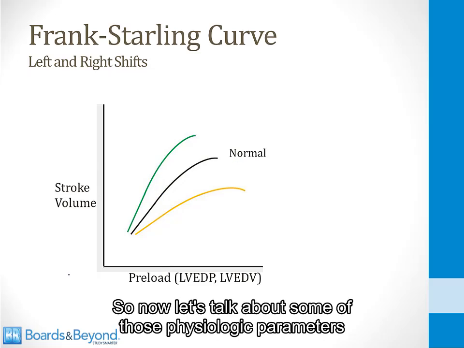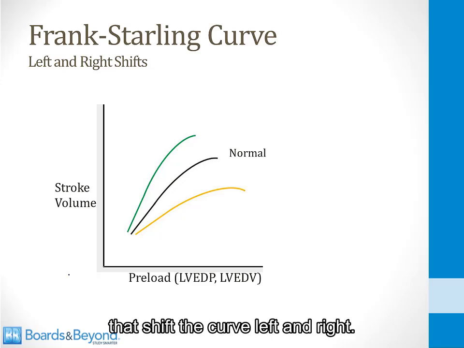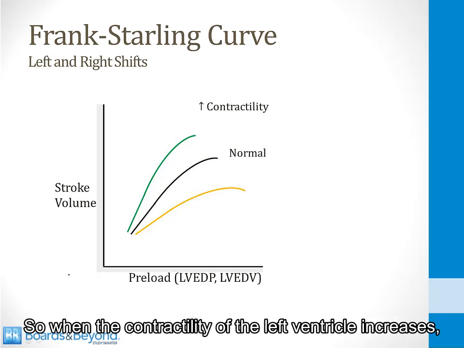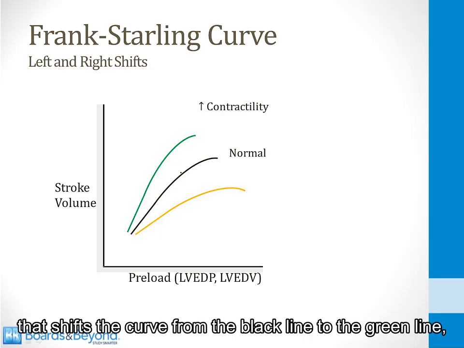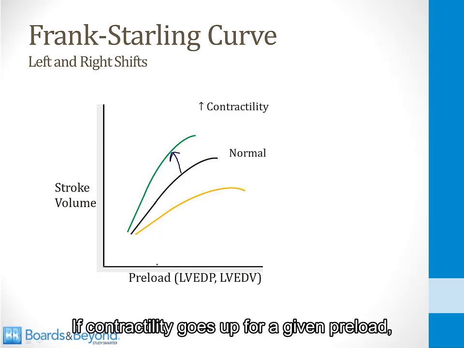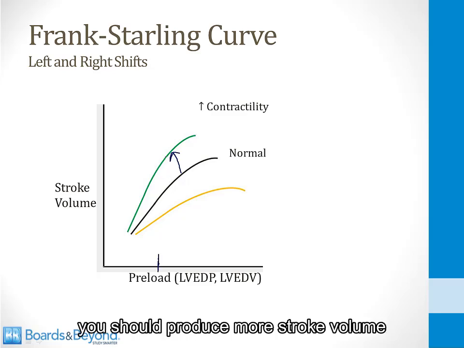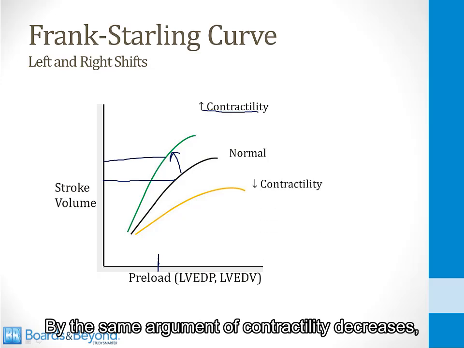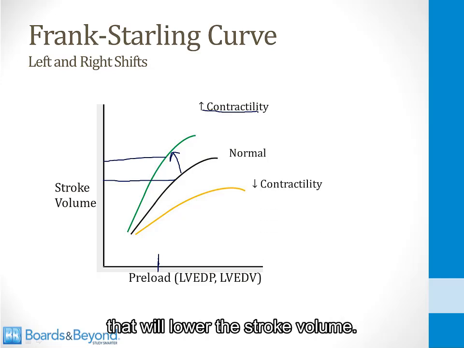So now let's talk about some of those physiologic parameters that shift the curve left and right. And the first one, and the easiest to understand, is contractility. So when the contractility of the left ventricle increases, that shifts the curve from the black line to the green line. That should make sense to you. If contractility goes up for a given preload, you should produce more stroke volume than under normal conditions because contractility is higher. By the same argument, if contractility decreases, that will lower the stroke volume.